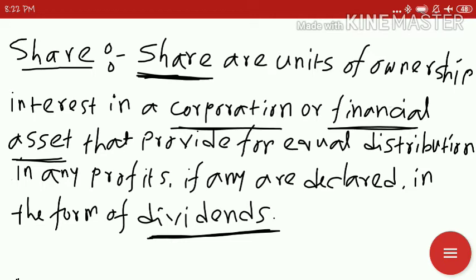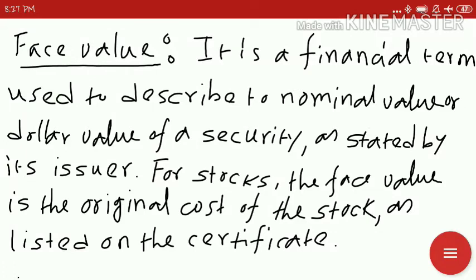The next thing we will learn about is the face value. Face value is the financial term used to describe the nominal value or dollar value of a security as stated by its issuer. For stocks, the face value is the original cost of the stock as listed on the certificate. That means the face value is the basic value of each share at which the corporation or financial asset gives its shares to the public.